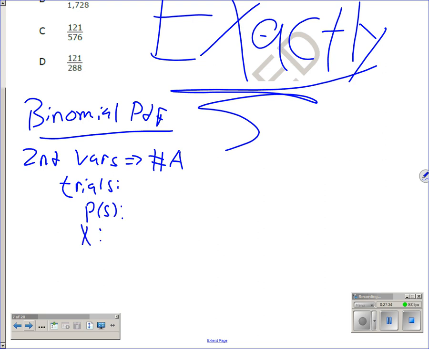Now, what's the number of trials in this case? 3. We're spinning it 3 times. It's the number of times I'm doing something. Now, the probability of success is always going to represent the probability of what I'm getting once. So, what's the probability of getting the G once? 1 out of 12. But the X value tells me how many times I want that success, which in this case is 4.